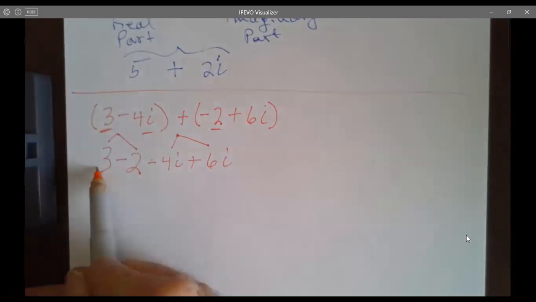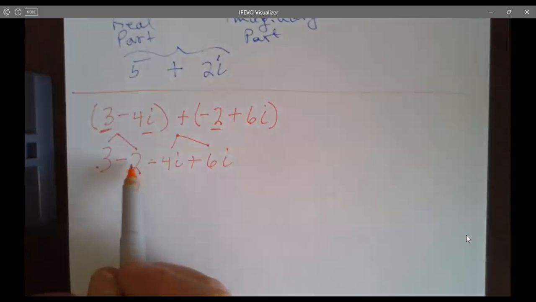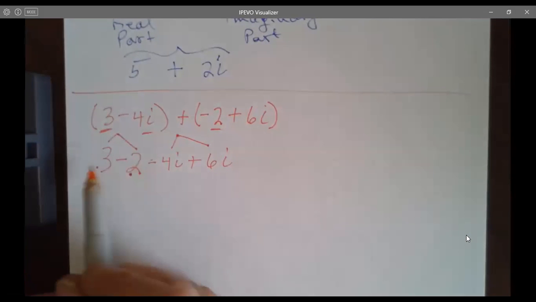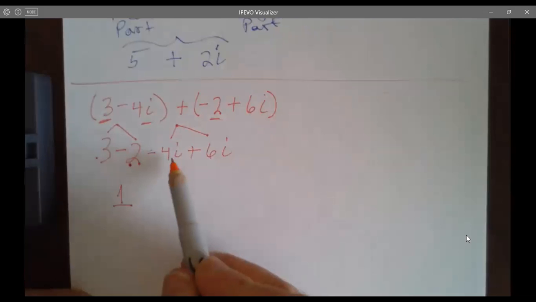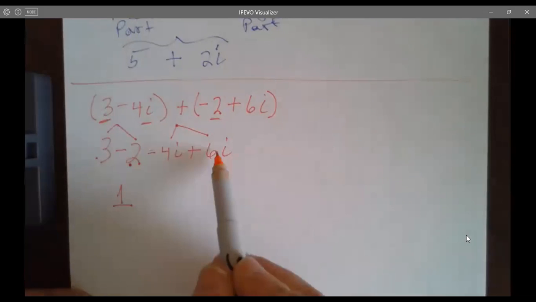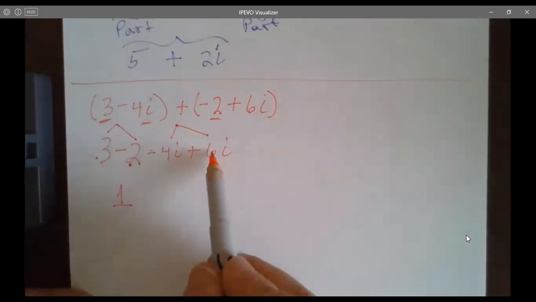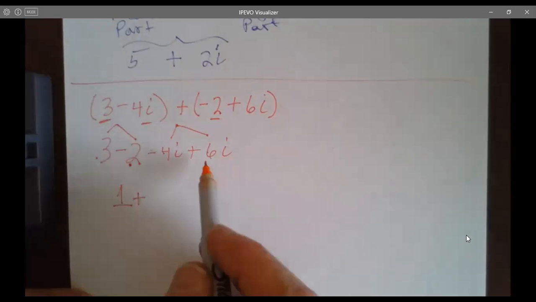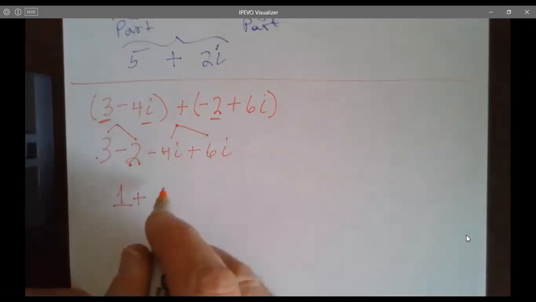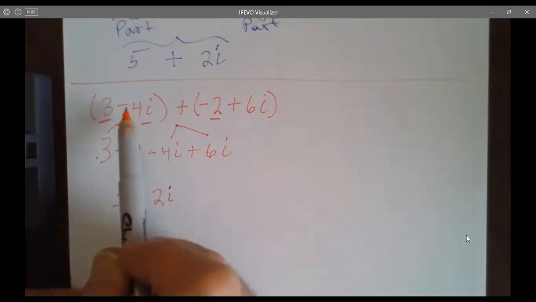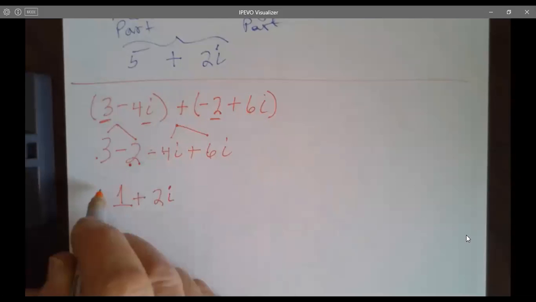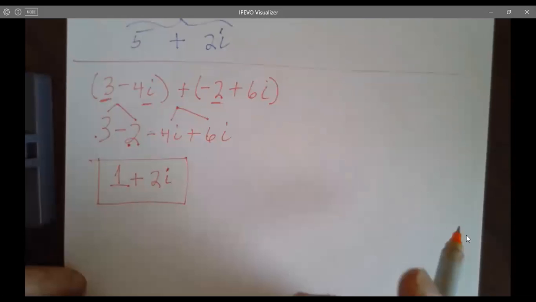So now this is a positive 3 and a minus 2. So these signs are opposite. So we're going to subtract this. And since the positive is larger, this will be a positive 1. And here we take the minus 4i and the plus 6i. Again, these signs are opposite, so we're going to subtract. Since the 6 is larger, the positive is larger than the negative, this will be a positive imaginary part. And so we're going to get 6 minus 4i is 2i. So we took two complex numbers, added them together, and we got a new complex number. And that's our answer. Okay.